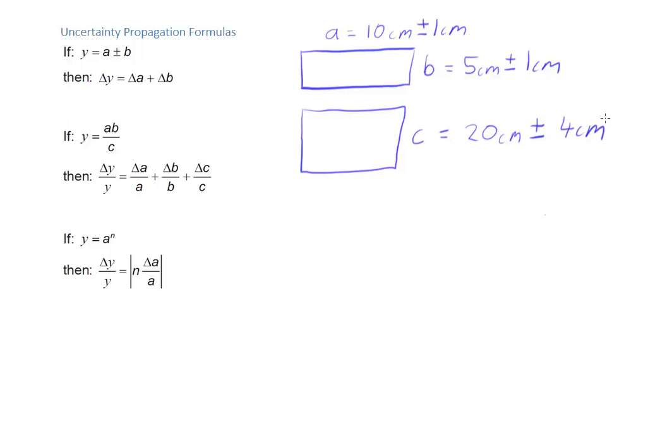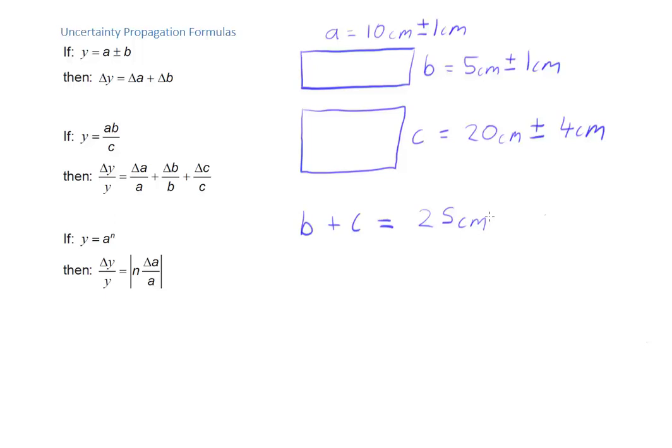Now, if I was to stack these two bricks on top of each other, I would want to know what is the resulting height. So, to do this, I would have to add the height of the first brick, which is b, plus the height of the second brick, which is c. So, to calculate this, I do 5 centimeters plus 20 centimeters, which gives me 25 centimeters. But then the question is, what is the uncertainty on the answer?